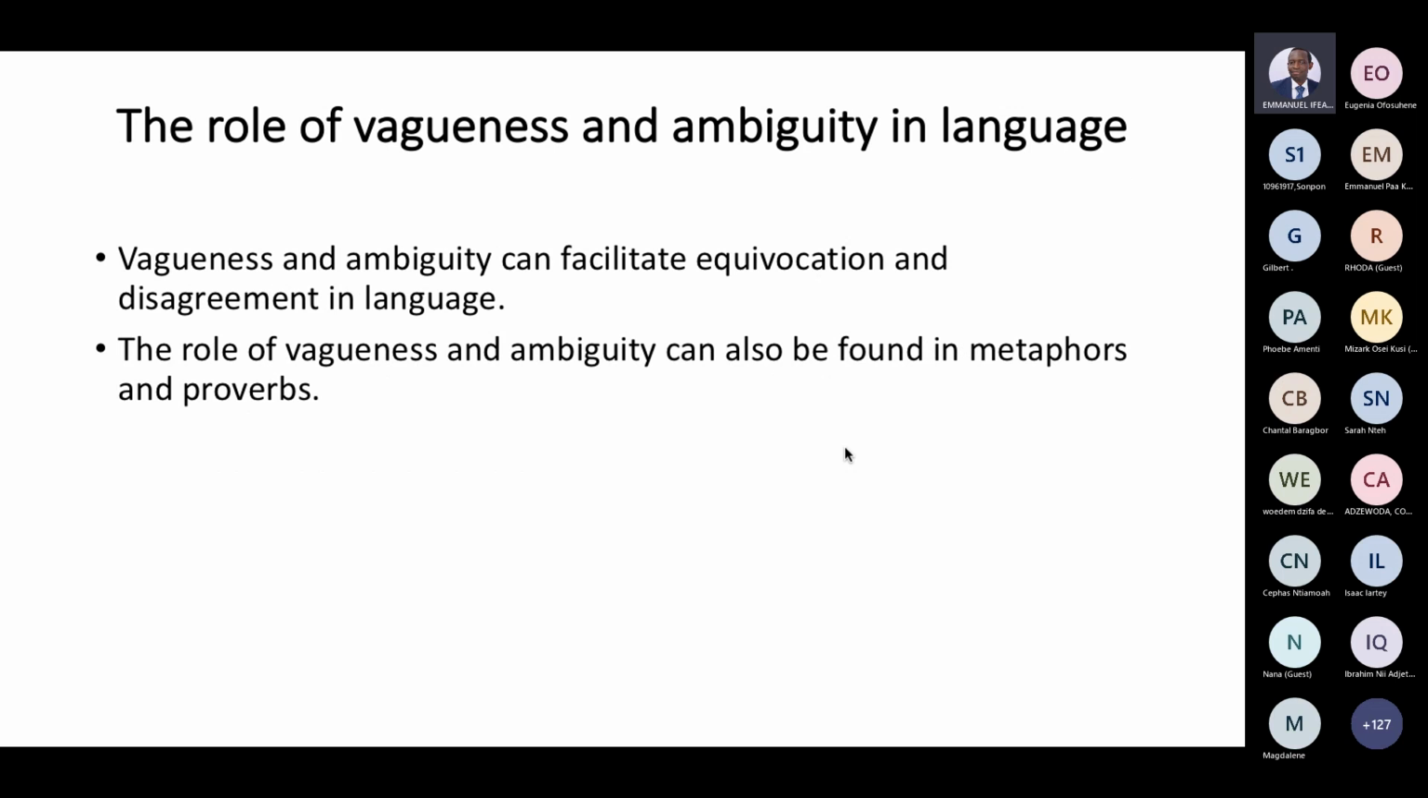Now, the role of vagueness and ambiguity in language. Vagueness and ambiguity can facilitate equivocation and disagreement in language. The role of vagueness and ambiguity can also be found in metaphors and proverbs. When you look at metaphors especially, you can see how vagueness is used to provide non-literal meanings.